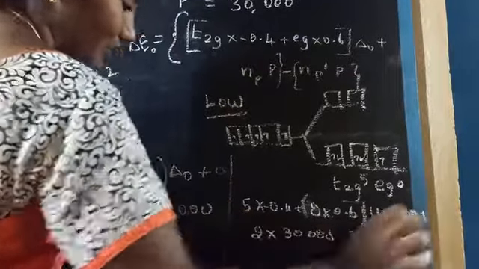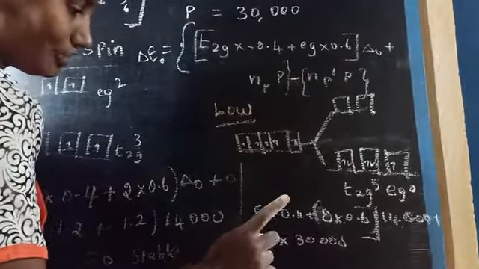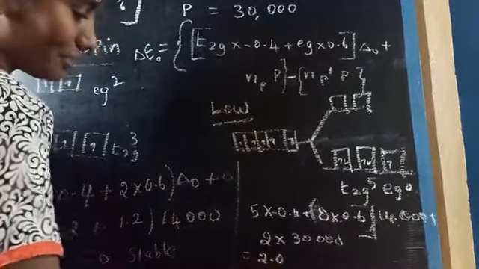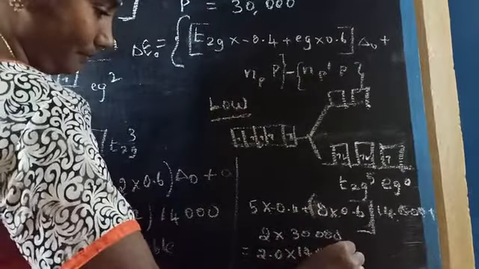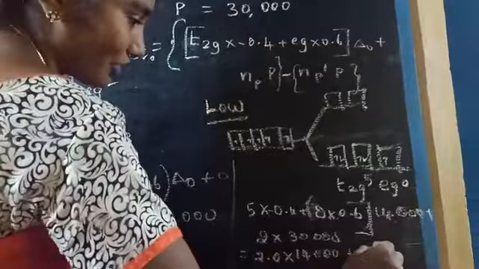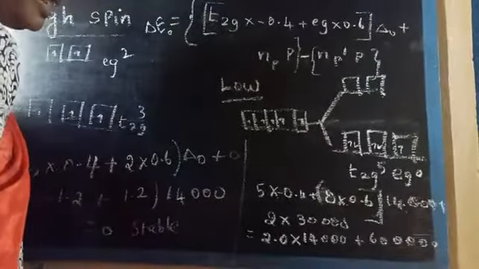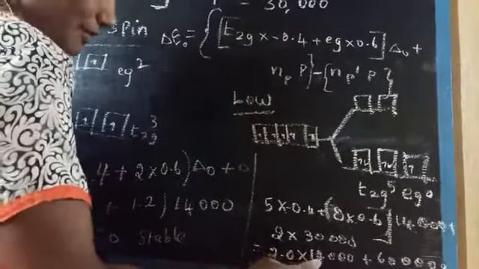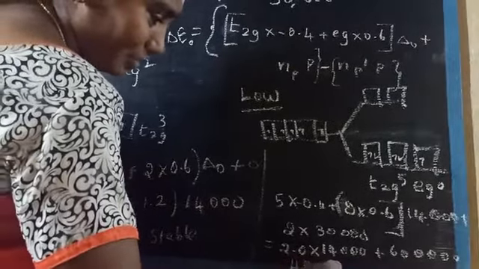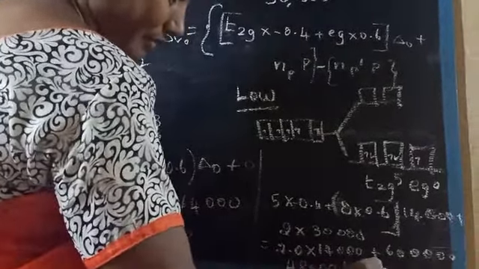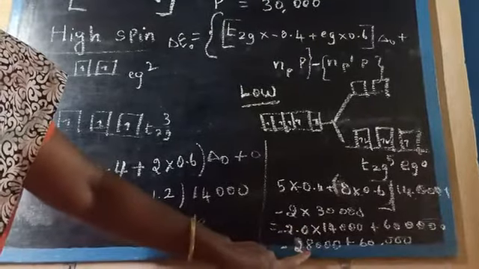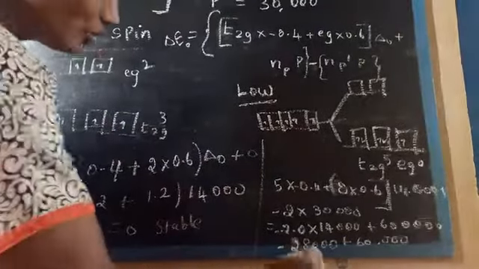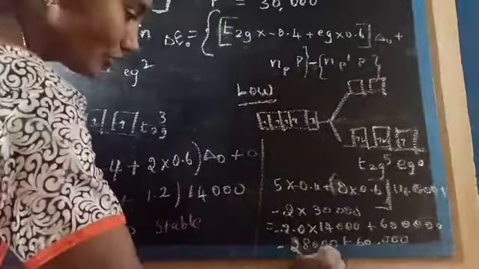14,000 plus. So here 5 fours are 20, so with 0.4 it is 2.0. Here 0 into 0.6 is 0. So 2.0 into 14,000, plus here 2 threes are 6, so 60,000. Children, next here 2 into 14, 28, so minus 28,000 plus 60, so the answer is 32,000. Plus 32,000. Are you clear children?